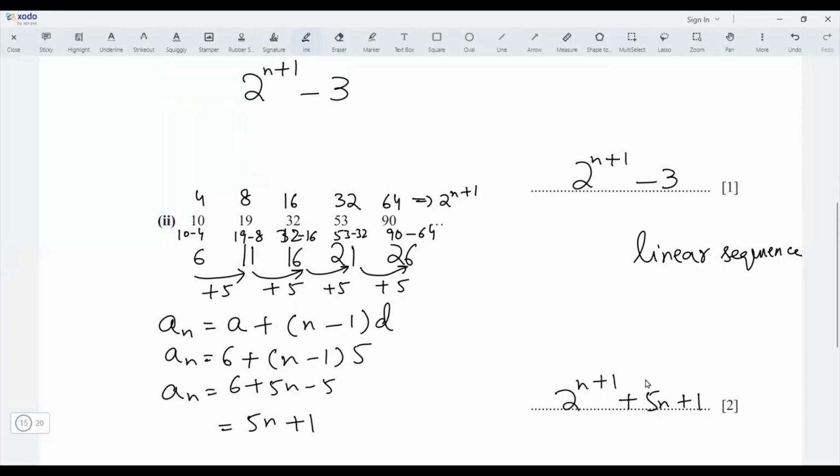Actually, we have to add a linear sequence to the sequence which is given. That will be the result. So these types of questions will be solved like this.